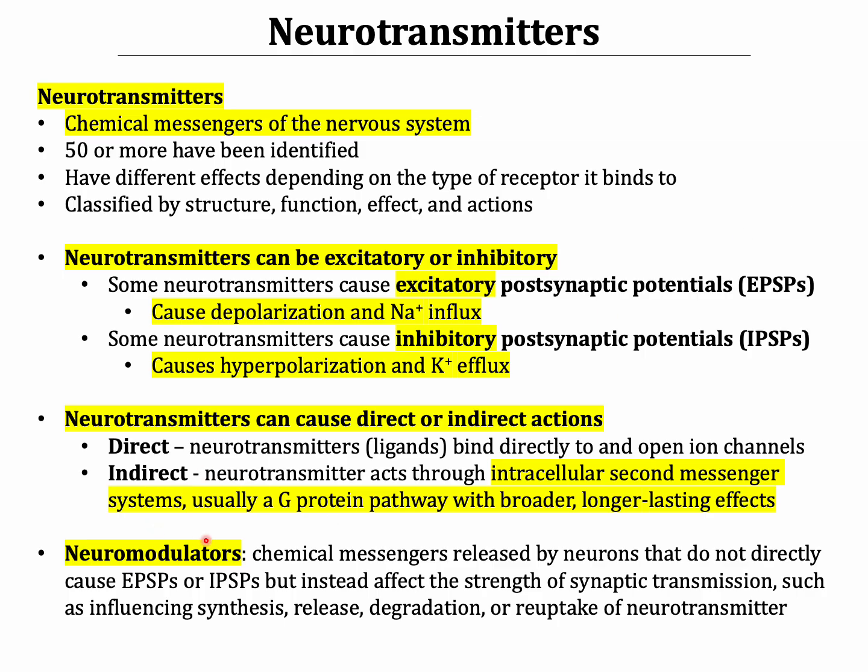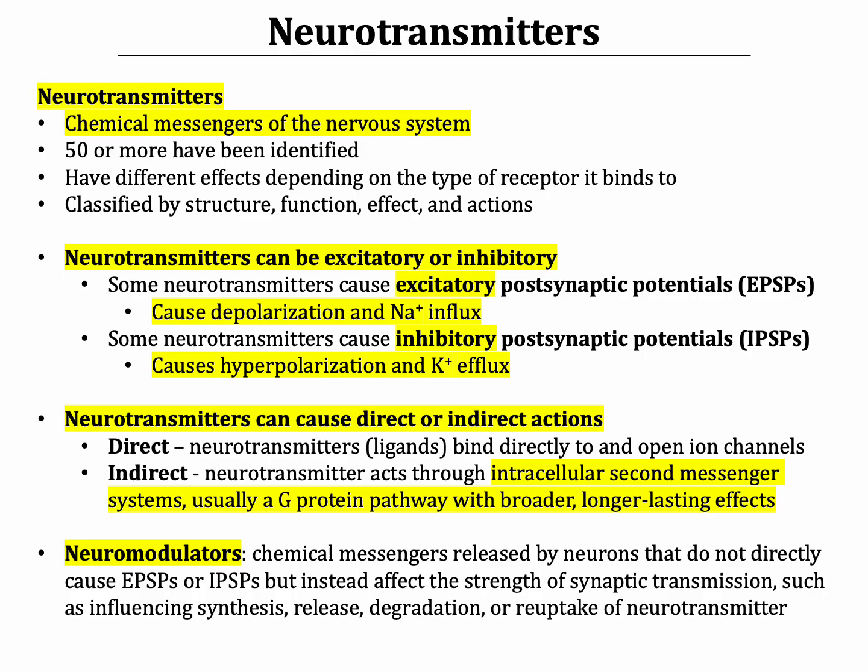Neurotransmitters have a direct or indirect effect. So, direct meaning the neurotransmitter binds and directly opens ion channels, directly causing depolarization or hyperpolarization. Indirect is when neurotransmitters act through more of an intracellular second messenger system. Usually it's a G protein pathway. Not going to dive into the details of that, but it generally creates a broader, longer lasting effect because it changes the cellular machinery inside.